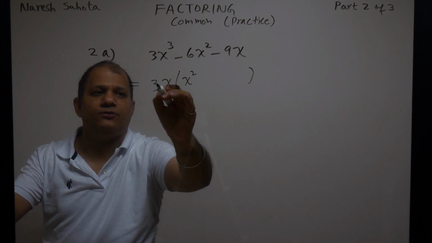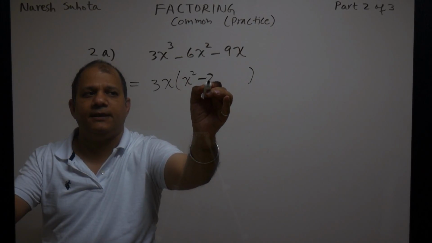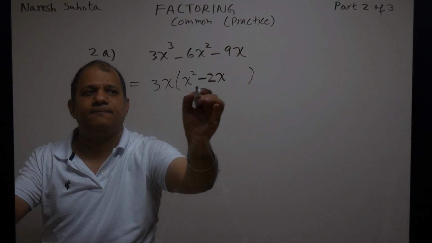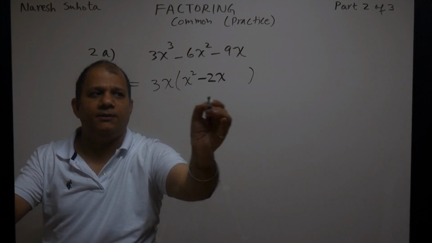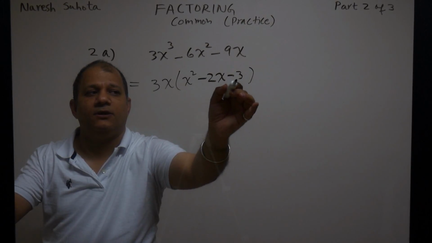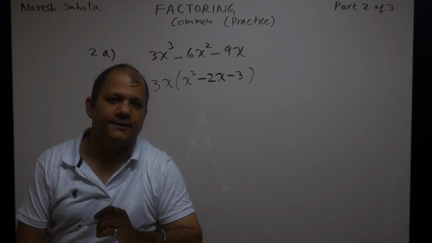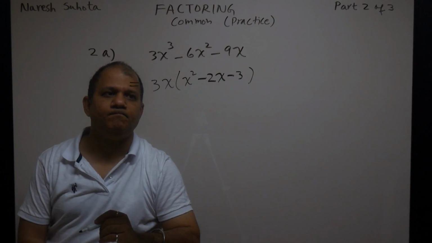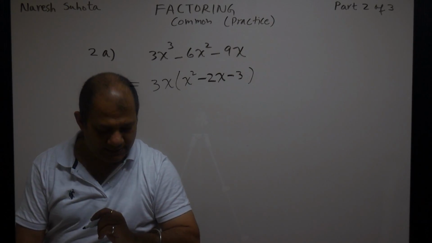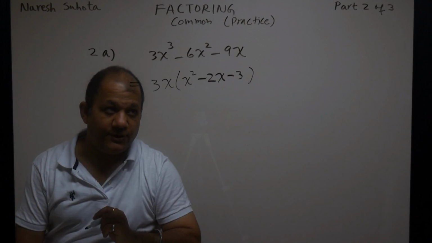And now over here, so 3 times what will give me negative 6? Negative 2. X times what will give me x squared? X times x. For the last term, so 3 times what gives me negative 9? 3 times negative 3. And then x is already out, so that's the factor there. So we're common factoring, and that's the answer there.